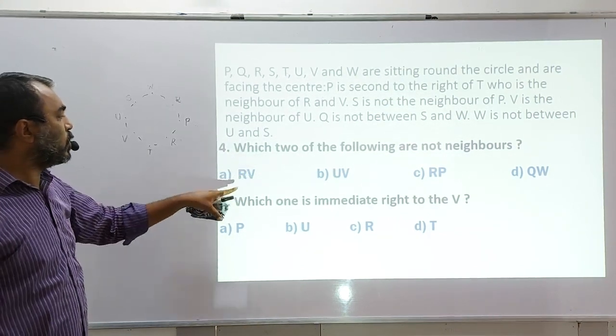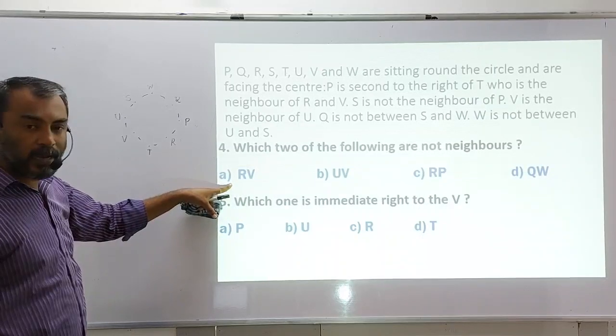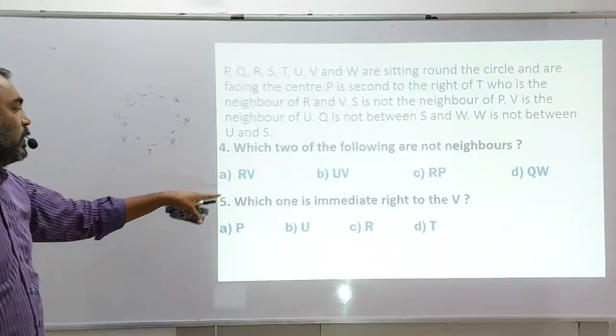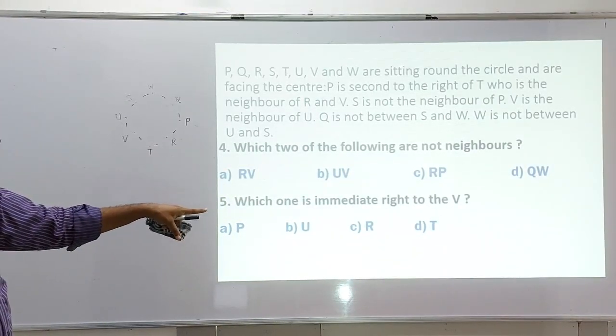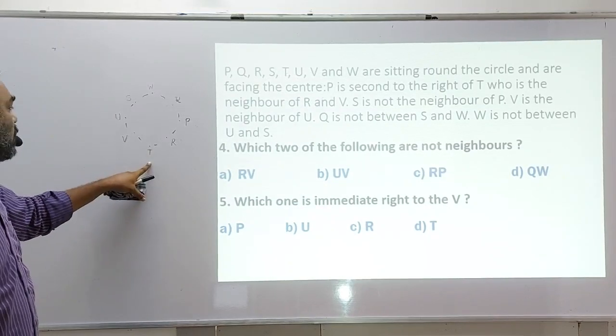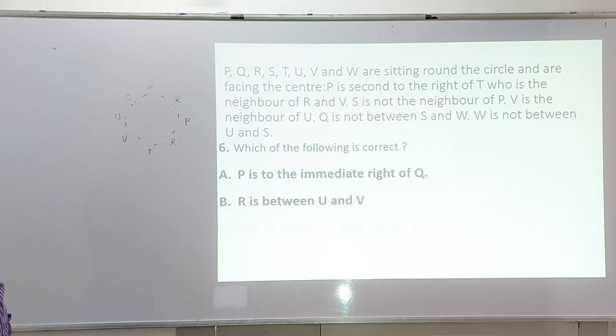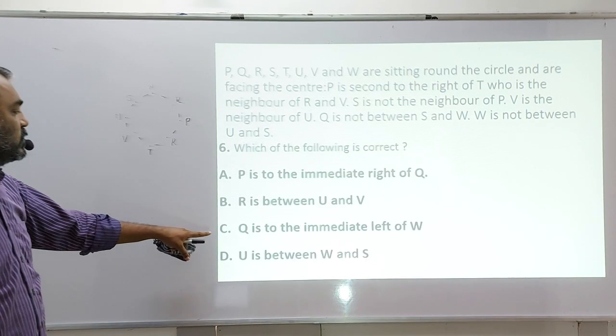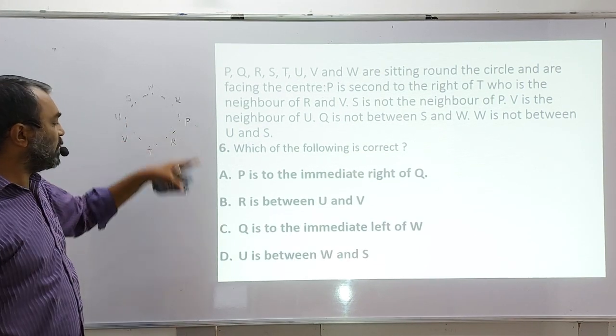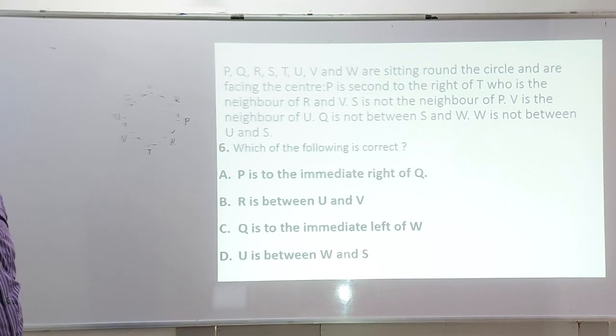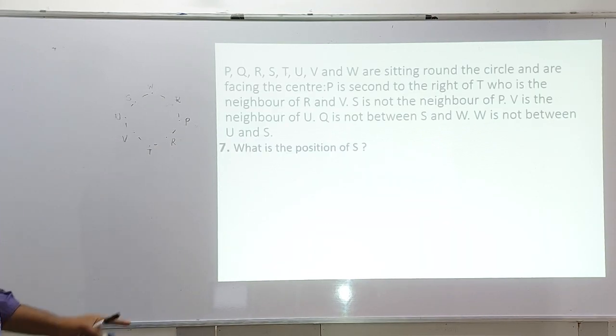Which of the following are not neighbors? The answer is A, RV. Write down the answer RV. Keep in mind. Which is to the immediate right of V? So we got the answer T. So mark down the answer T also. Here we have got the option C. Q is to the immediate right of W. Mark this answer also.